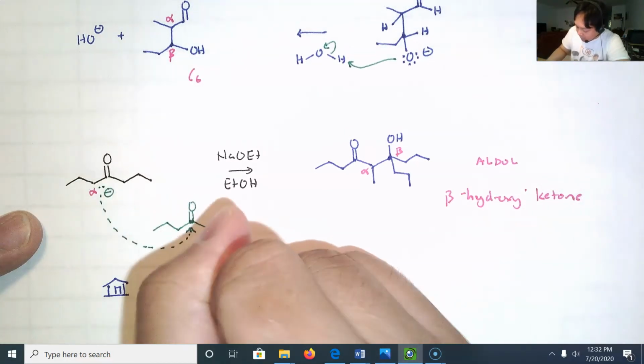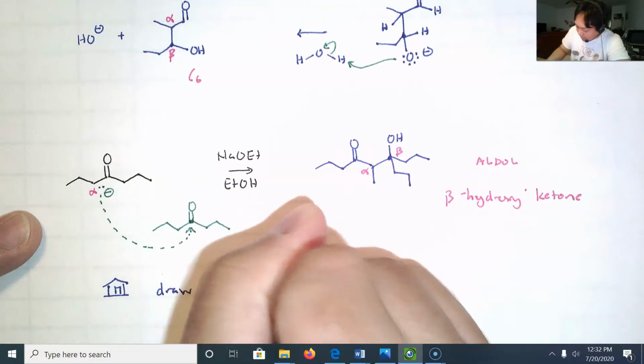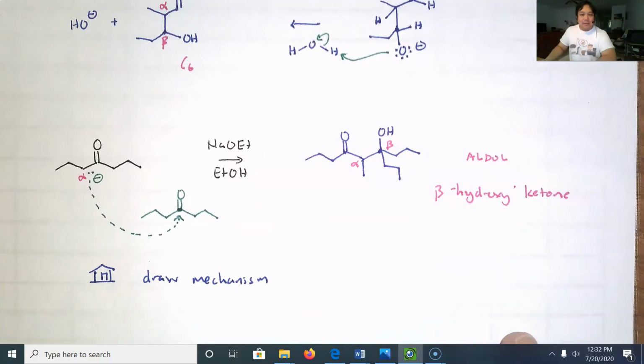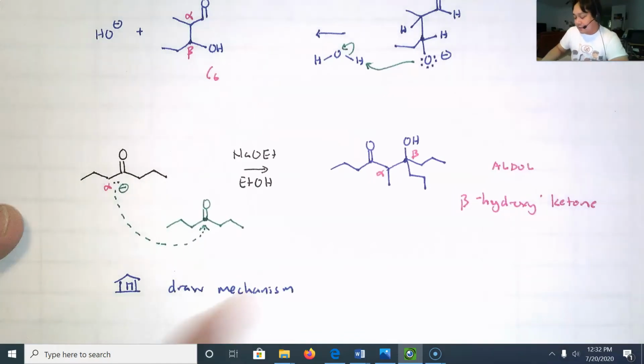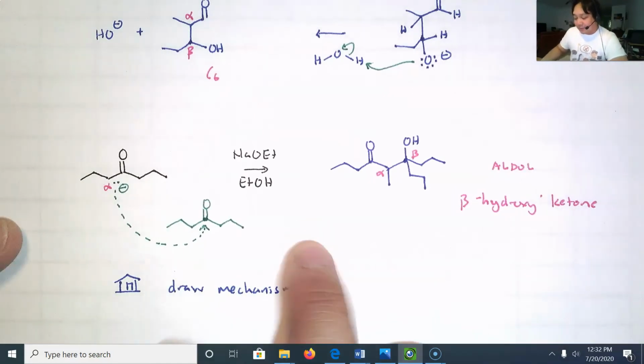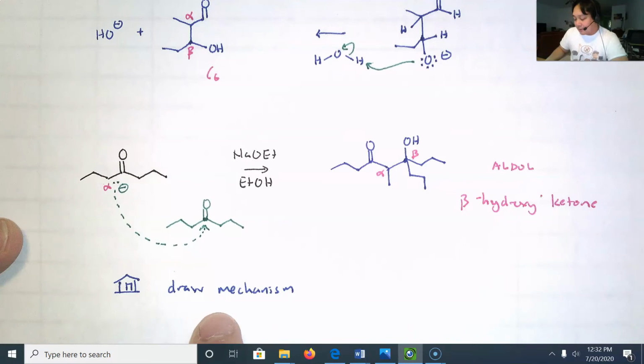At home, draw the mechanism. Probably I'll ask on the problem set for this video, I'll ask the students to draw the mechanism. Okay. That's the aldol. Do this very, very well. Learn this very, very well, because the reactions that are coming forward are going to be very similar to the aldol. They're actually variations of the aldol.